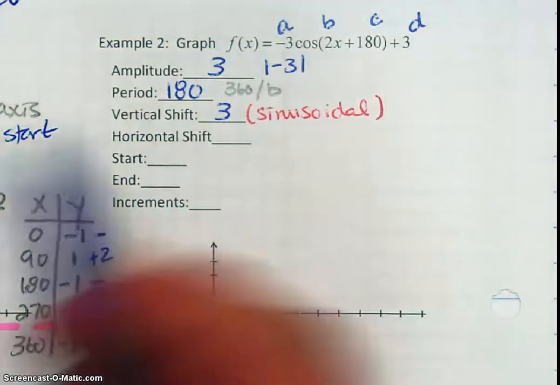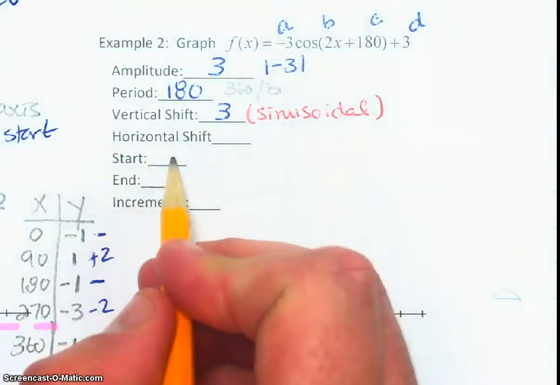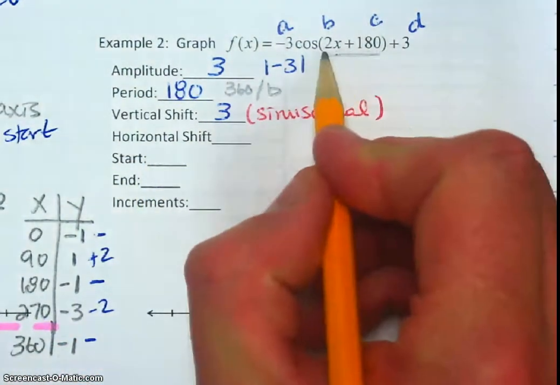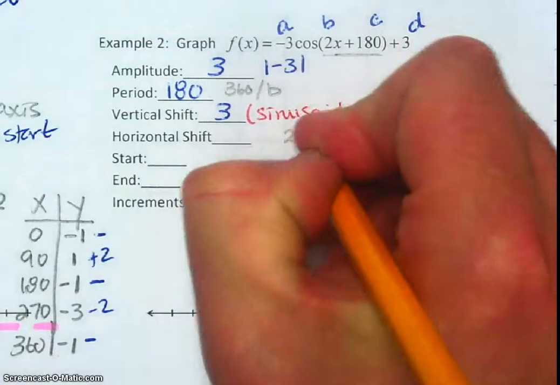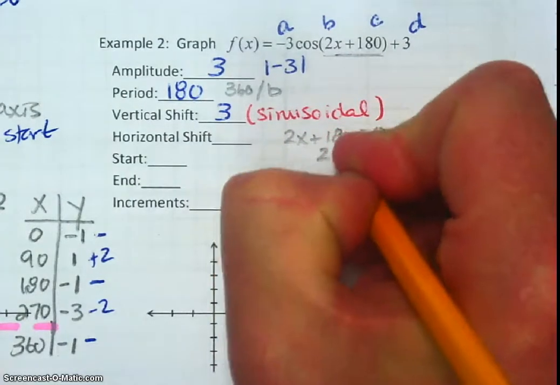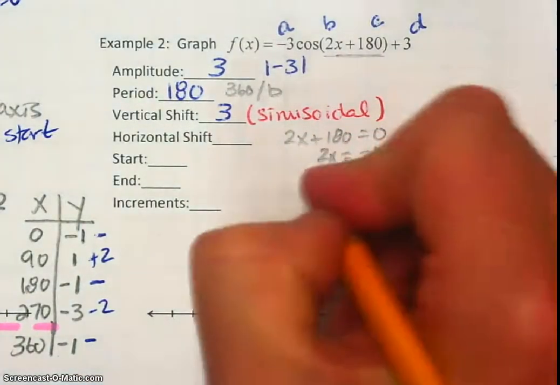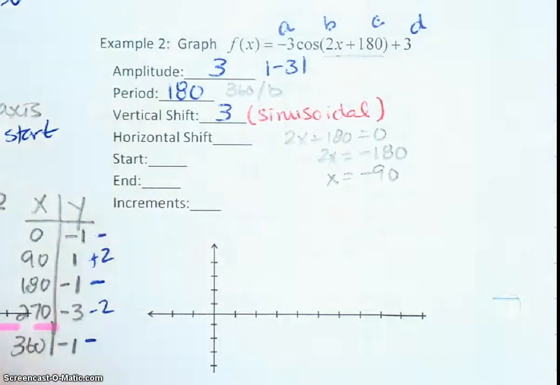Our horizontal shift is going to be where we start, so these two blanks will actually be the same. And to find the horizontal shift, you take what's in parentheses here with X, this 2X plus 180, and we set that equal to 0. And then we solve this. We're going to solve for X. So we subtract 180, we divide by 2, and we get -90.